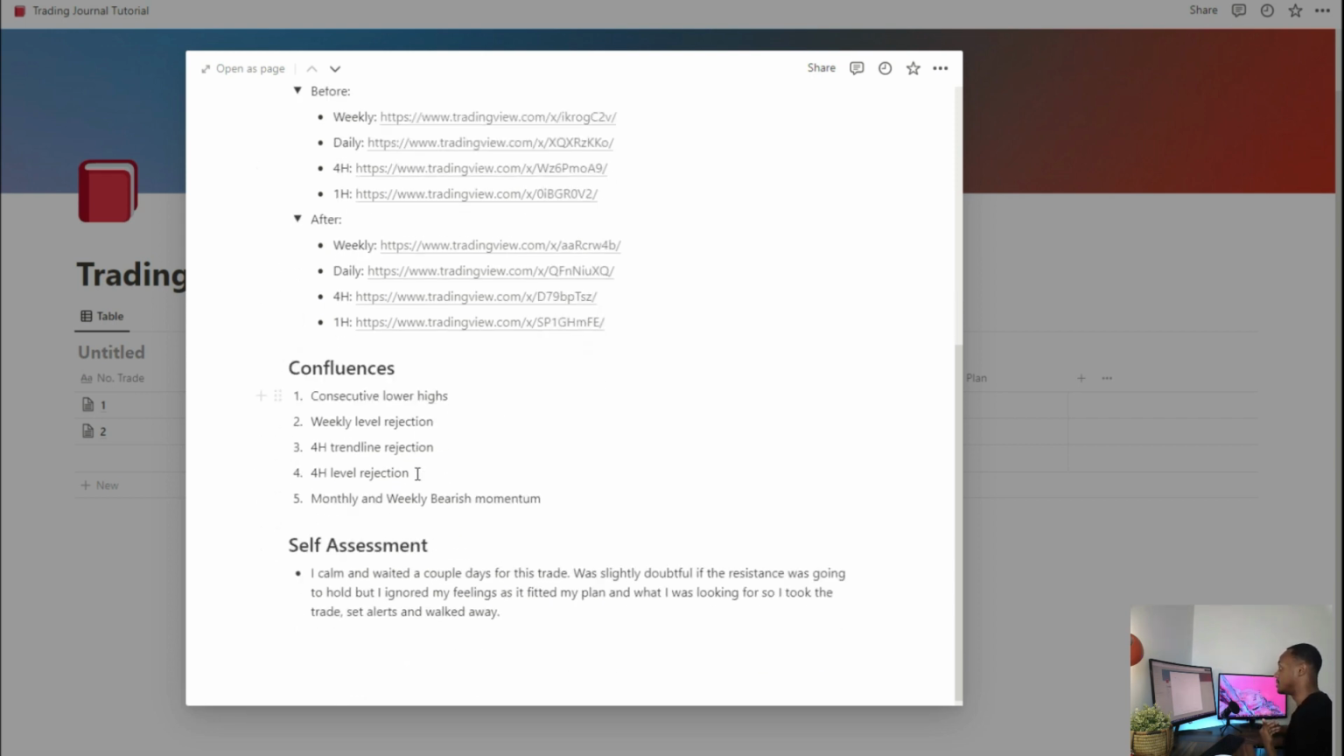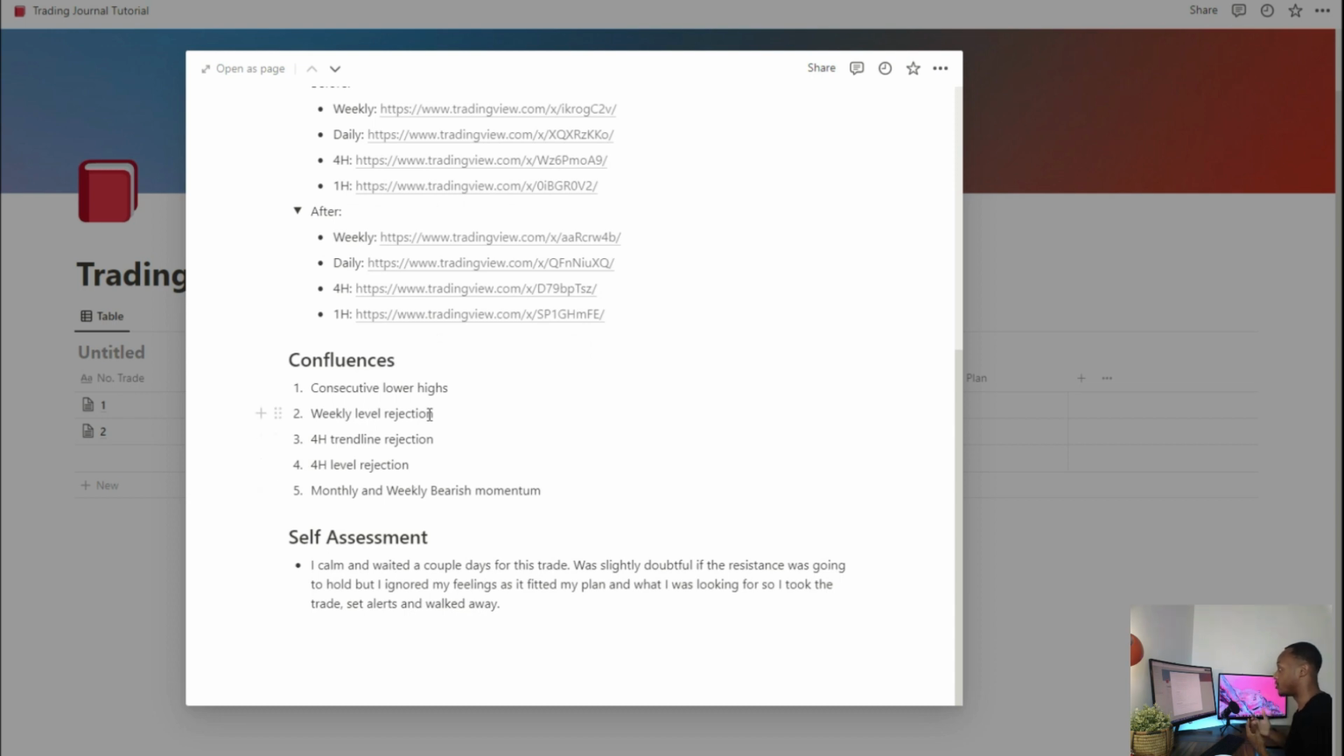And I've got confluences here because I do like to trade with confluences to stack multiple reasons why my trade could possibly work. So I want to record those confluences. Again, not all trades are the exact same. I won't always have 5. Sometimes it might be 3, sometimes it might be 8, but I do like to record them so I can see which ones are working better than others, which ones to invest more time into.